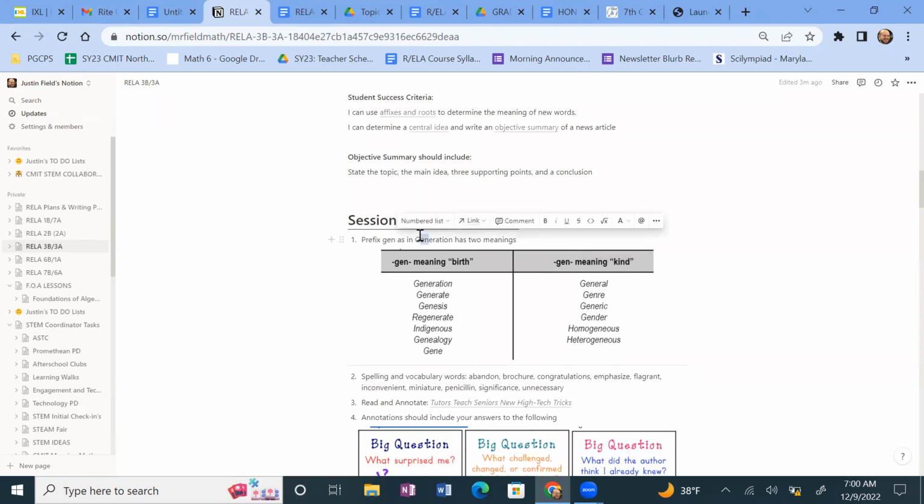Next gen. How many people have heard that, right? So gen has two different meanings in English. It can mean birth or it can mean kind. And you should have this whole table in your notes. Anything you see here, I want in your notes, okay?